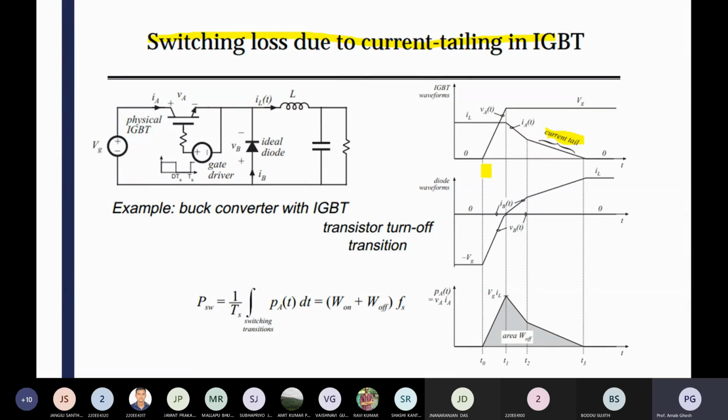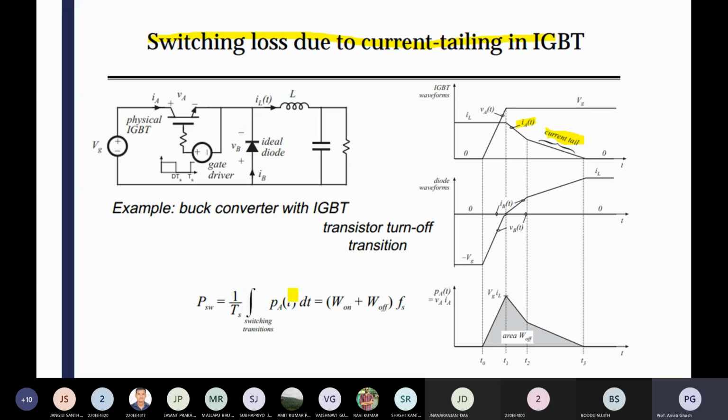First transition is T1 to T2, then T2 to T3, because two switches are there. The IGBT is a combination of two switches, a BJT and a MOSFET, and these two switches have different characteristics. That's why in the current trailing there are two ways. The rest of the things are the same.